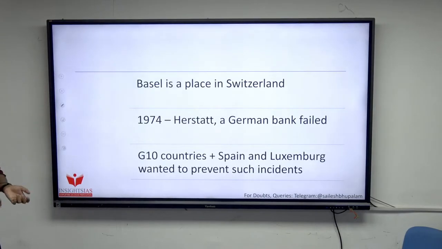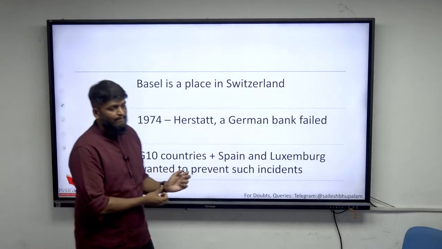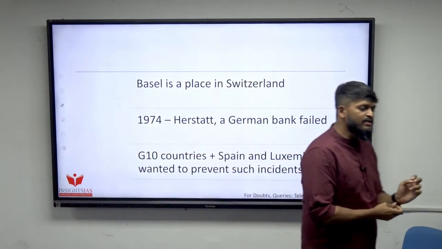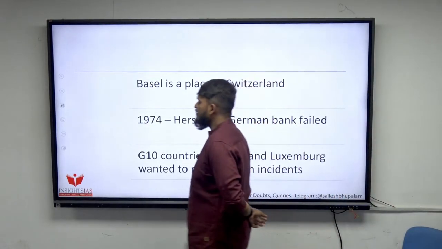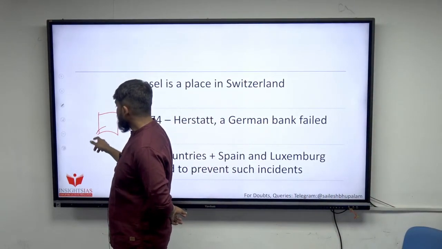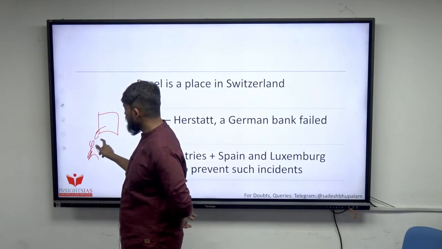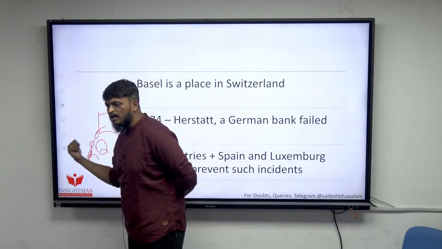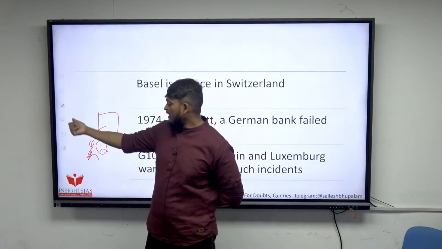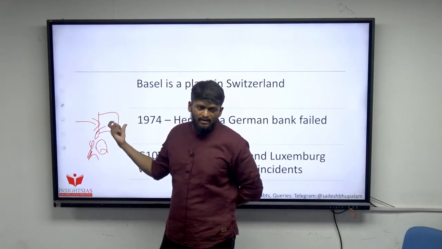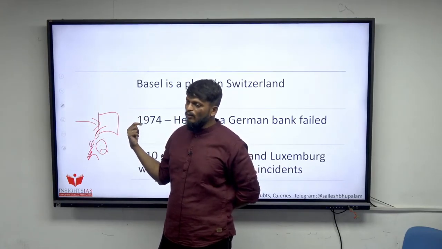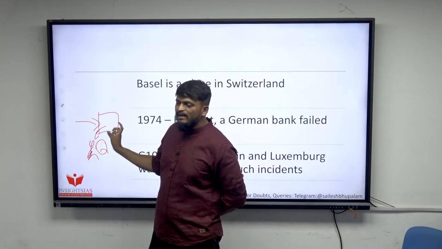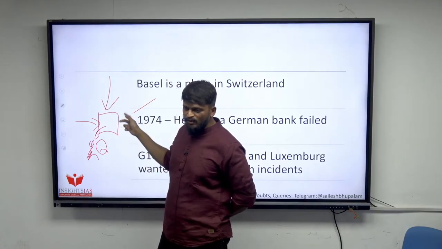Next is Basel requirements. Basel is a place in Switzerland. In 1974, a big German bank failed, similar to the recent Silicon Valley bank failure. When a bank fails, you can by now expect what happens. As the bank fails, it is unable to pay back money to depositors. Depositors' trust in the banking system is lost. Imagine another bank had given a loan to this bank. That bank also probably will fail because it has now lost money. This was a very large bank, and in Europe, many banks had given loans to this bank.